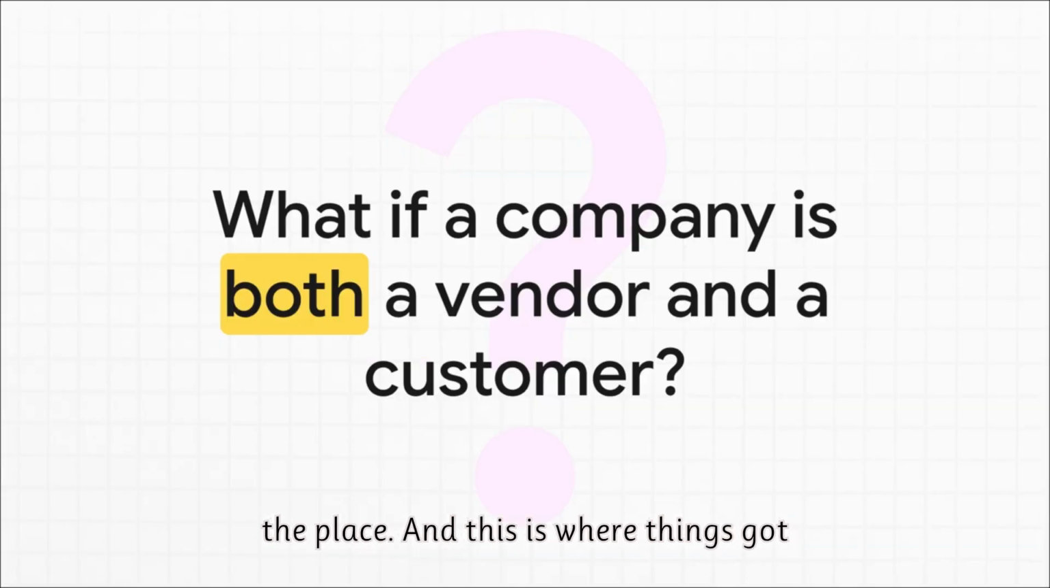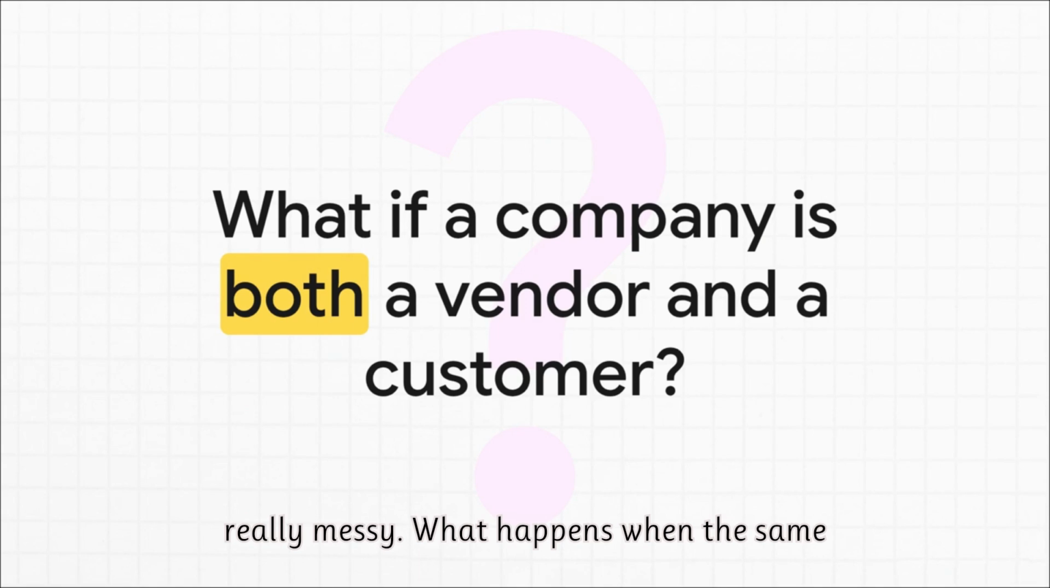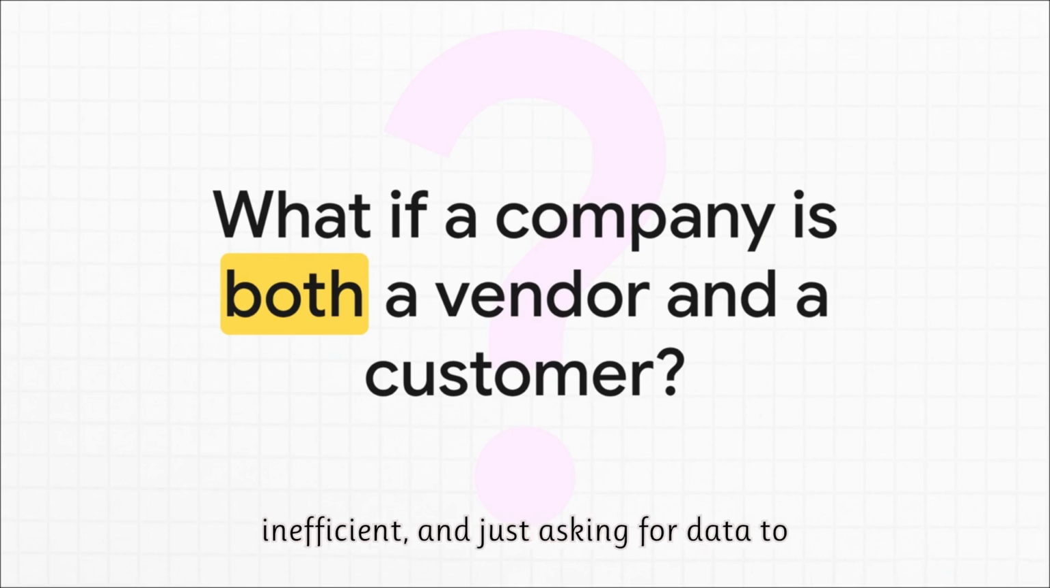And this is where things got really messy. What happens when the same company is both a vendor and a customer? I mean, this happens all the time in the real world. Well, in the old system, you had no choice. You had to create and maintain two entirely separate records for the exact same company. Think about that for a second. Two addresses to keep updated, two sets of contacts. It was literally double the work. Super inefficient, and just asking for data to get out of sync.